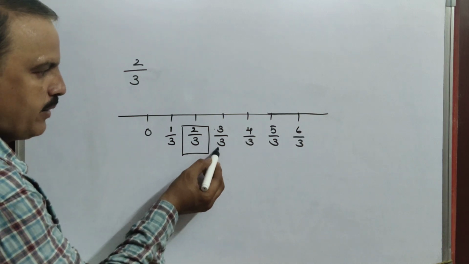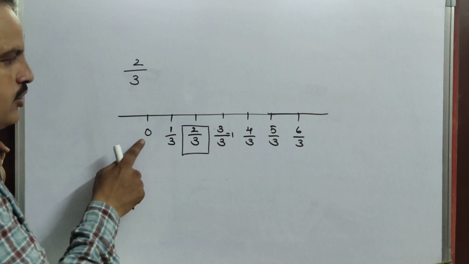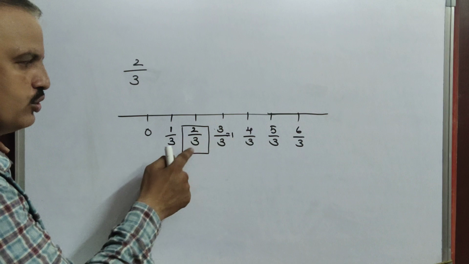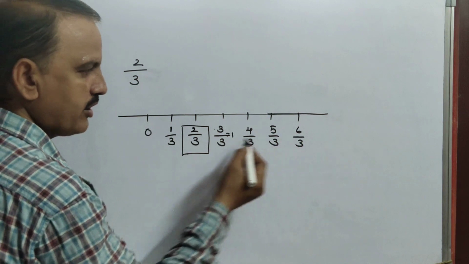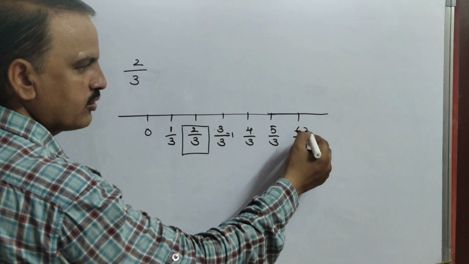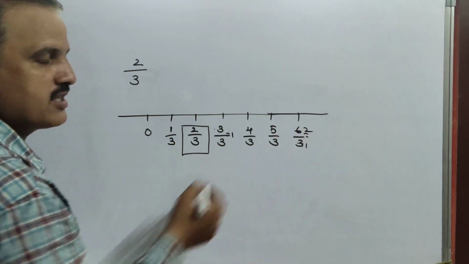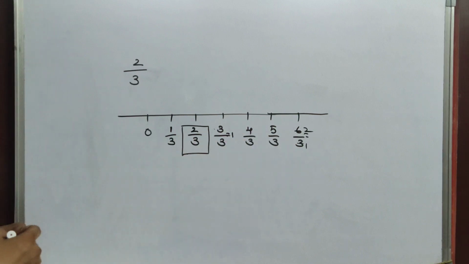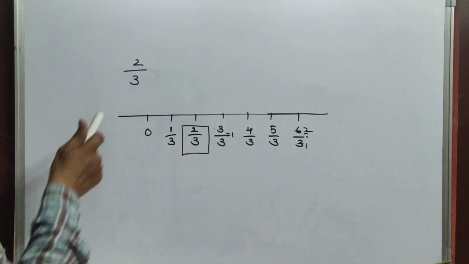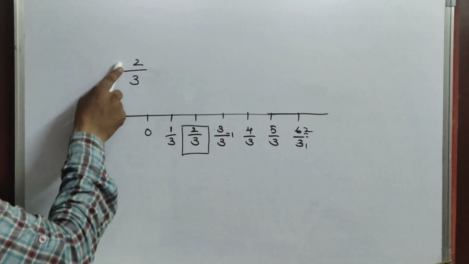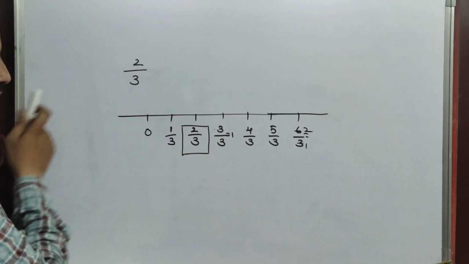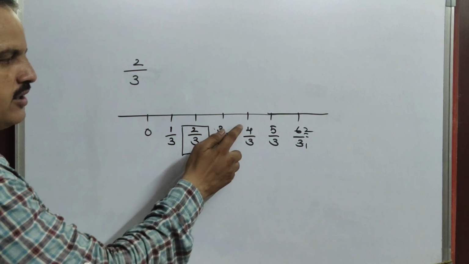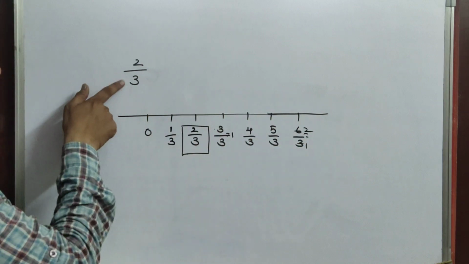See here, 3 by 3 is nothing but 1. That means 0 to 1 here. That means 2 by 3 lies between 0 and 1. Okay. If you clearly observe here 1, no? Here if you can clearly observe 2. 3 1s are 3, 3 2s are 6. That means 6 by 3 is nothing but 2. 0, 1, 2 like that. So to avoid that confusion, take a fraction 2 by 3. Whatever the denominator is, start with that only. So 0, 1 by 3, 2 by 3, 3 by 3, 4 by 3, 5 by 3, and so on. So we want 2 by 3.